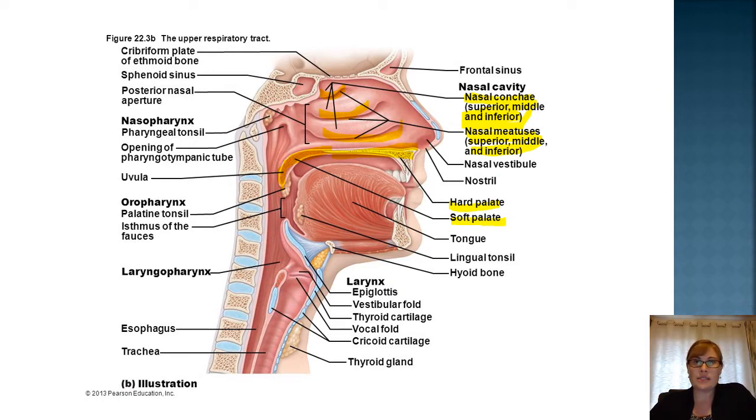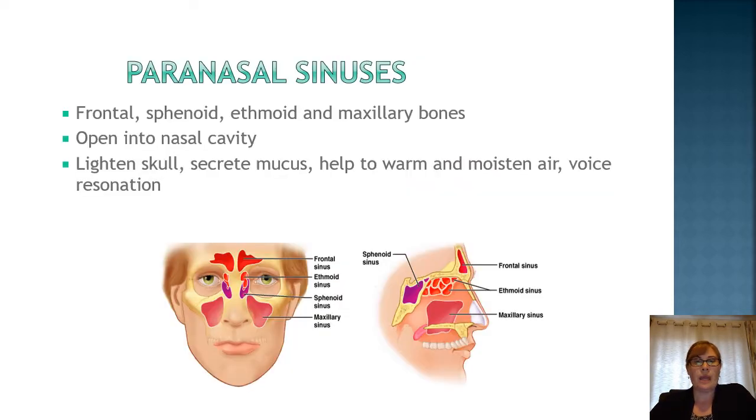Our next slide is going to talk about sinuses, so I'll point those out to you right now. Frontal sinus is one of our sinuses, the sphenoid sinus. I don't see our other two sinuses, but I do have a picture on the next slide, so let's look at that now. All right, so these sinuses are called the paranasal sinuses.